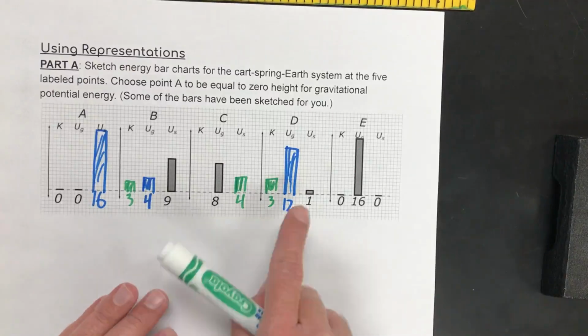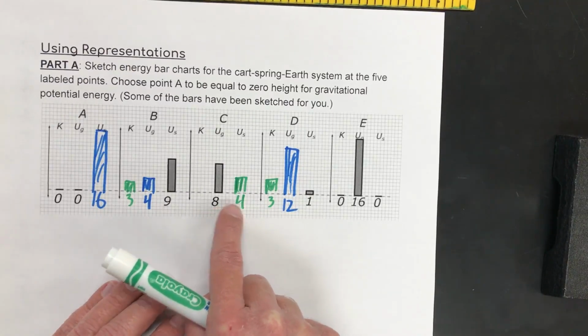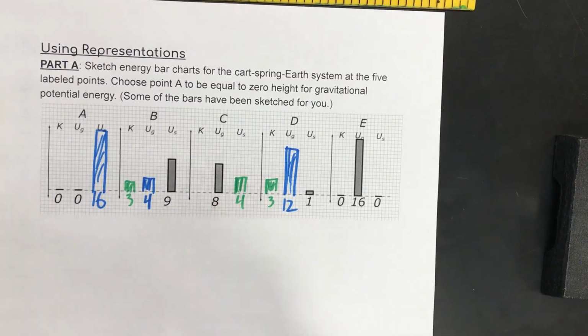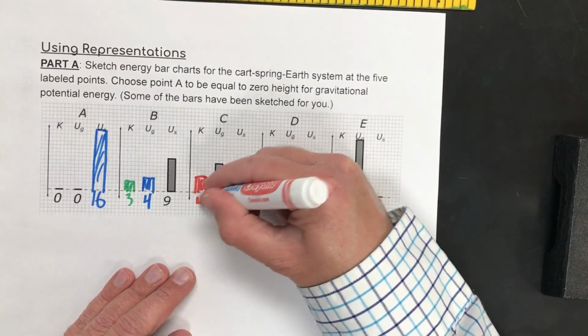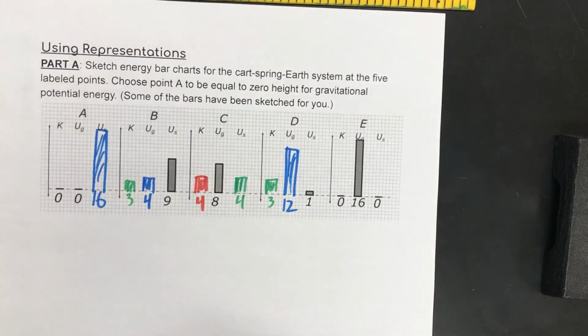We've got to have a total of 16, so 8 of it is gravitational, 4 of it spring energy, that's a total of 12. That means our final bar here for kinetic energy has got to be another 4 to get us up to the total there.